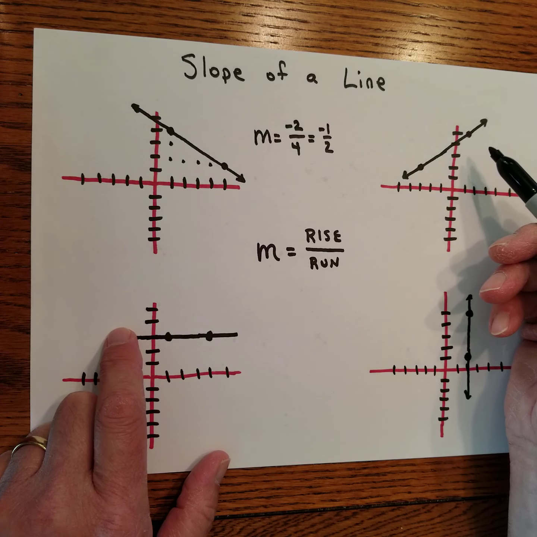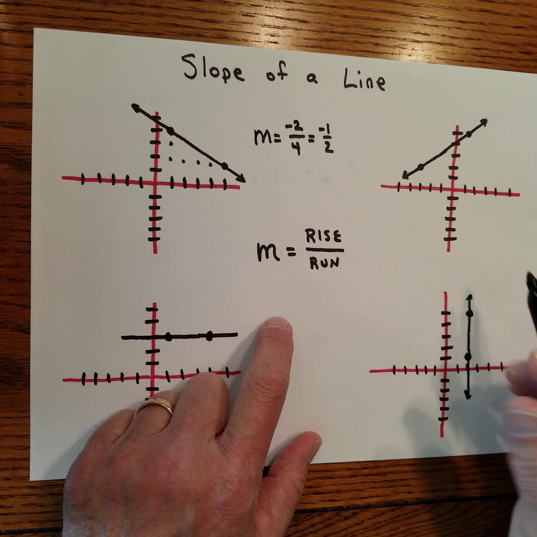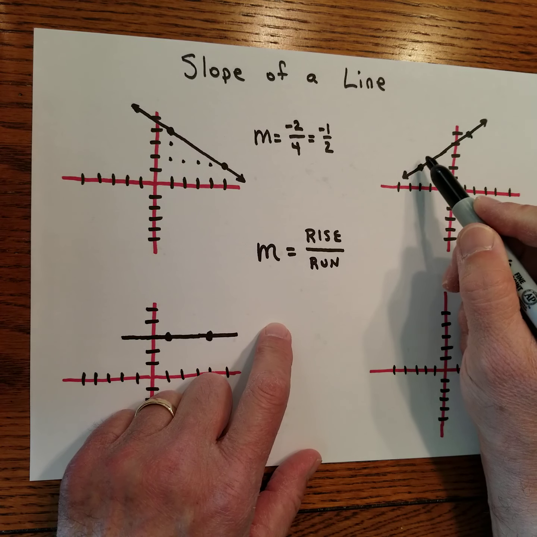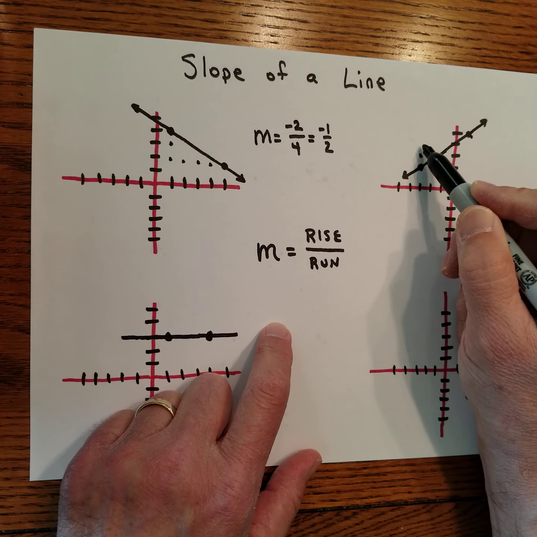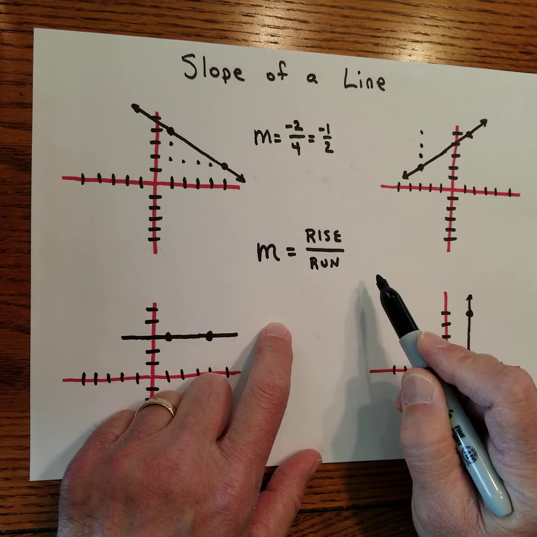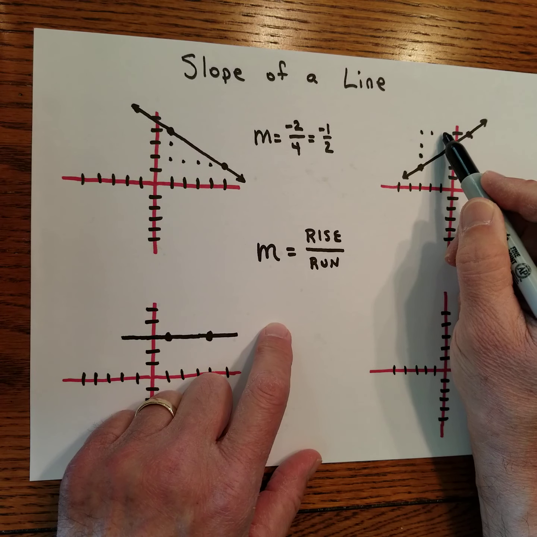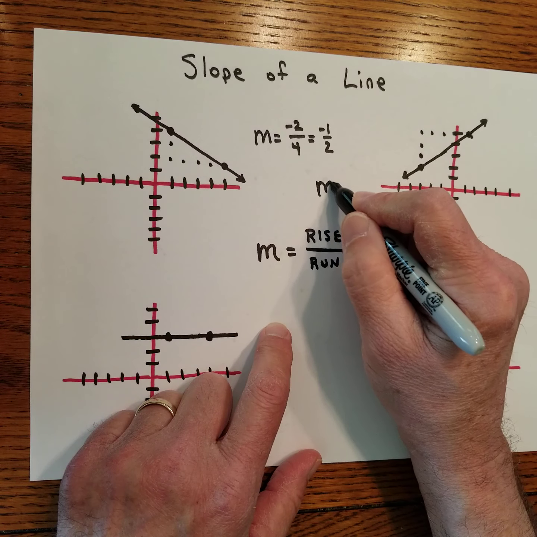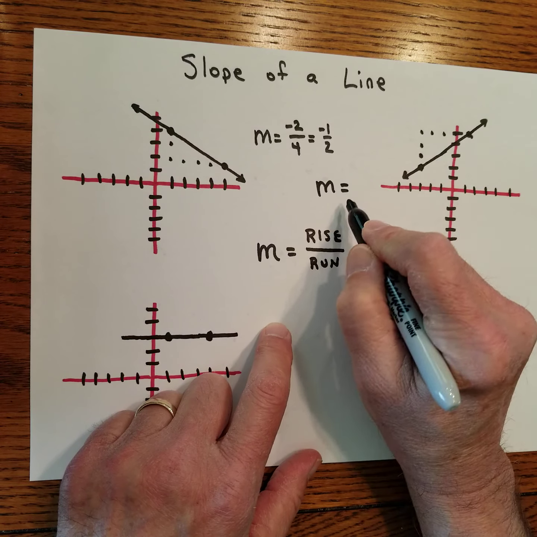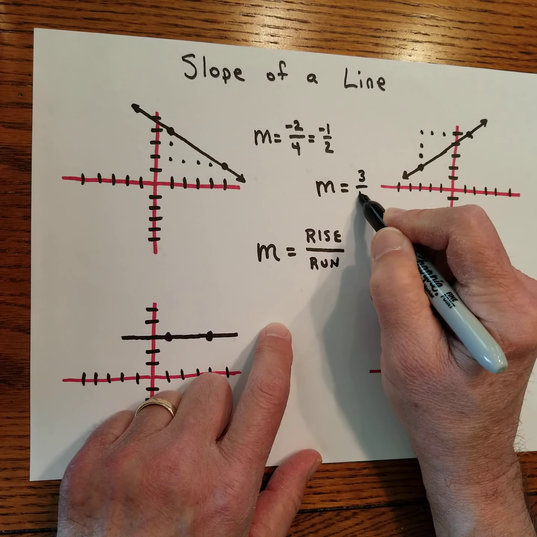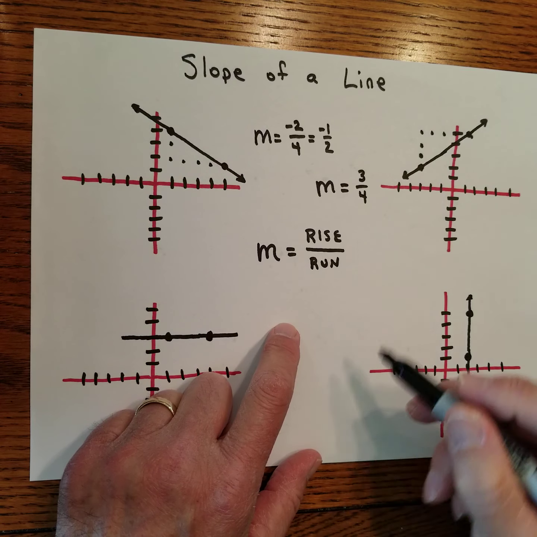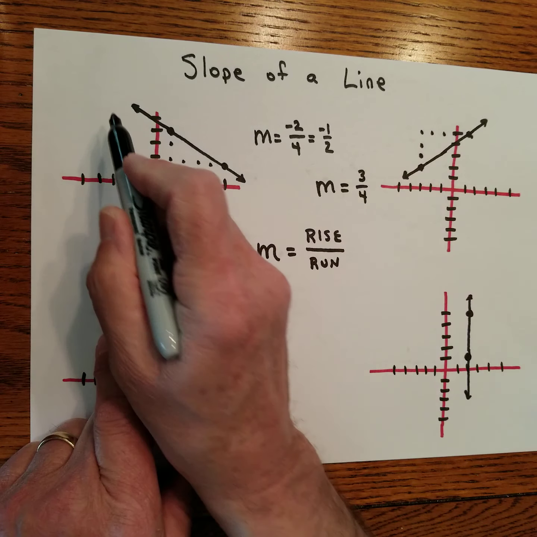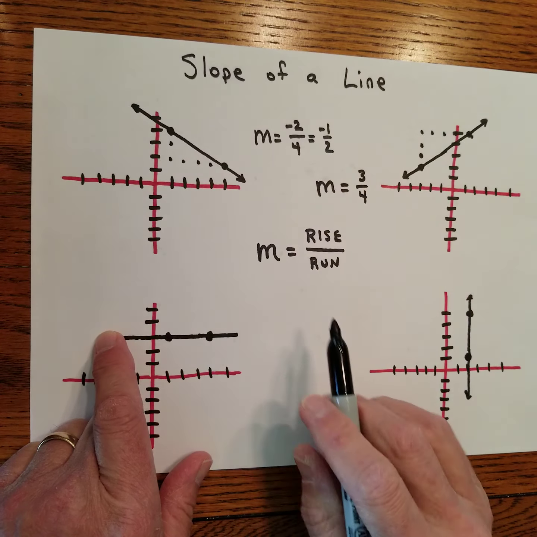Let's try this one. As I go from left to right, starting at this point and ending here, I rise 1, 2, 3, and I run 1, 2, 3, 4. That's rise 3, run 4. See how this line was uphill, so my slope is positive. This line was downhill. My slope is negative.